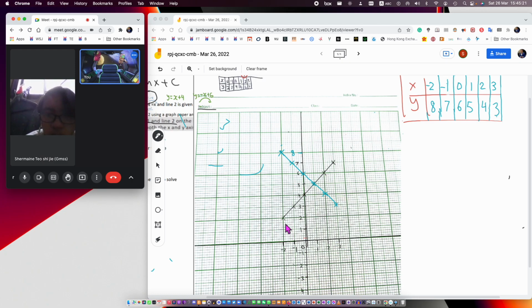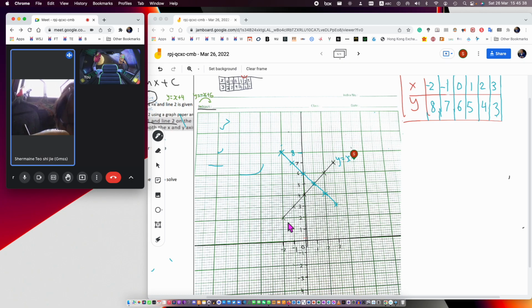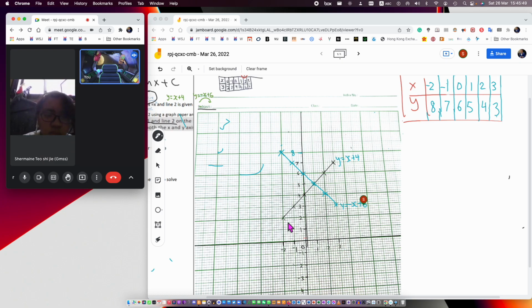Okay, good. Label the line. Label line 1 and line 2 with the equation or the function. We have not labeled. Where's your x and y for the axis? Okay, very good. So this is a complete question.